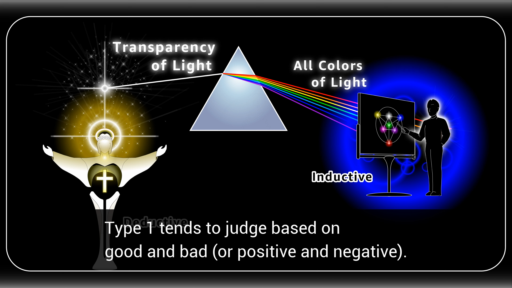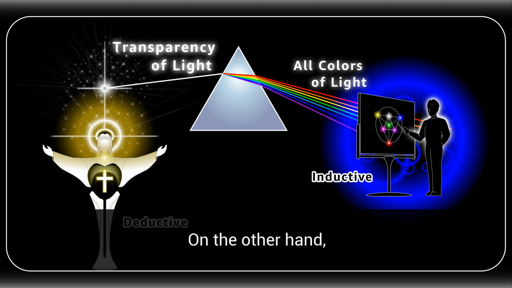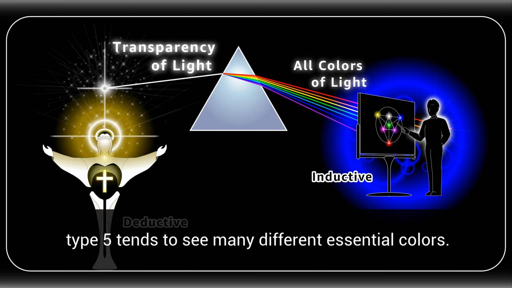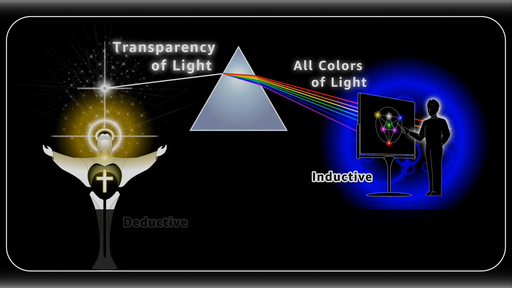Type 1 tends to judge based on good and bad, or positive and negative. Related to this, the electromagnetic force interacts with positive electric charge and negative electric charge. On the other hand, type 5 tends to see many different essential colors. Related to this, the strong force interacts with various types of color charge.